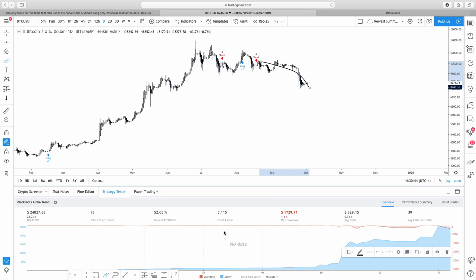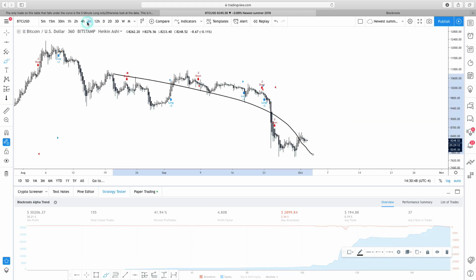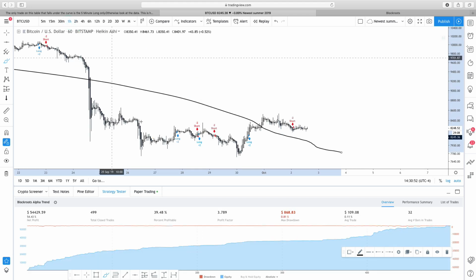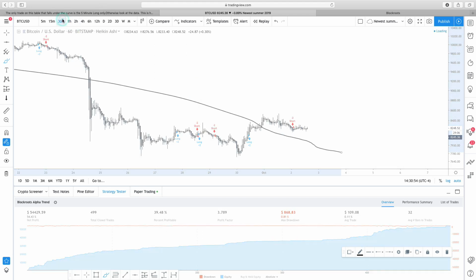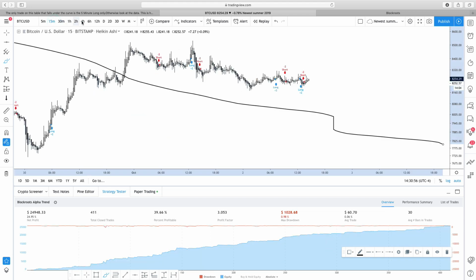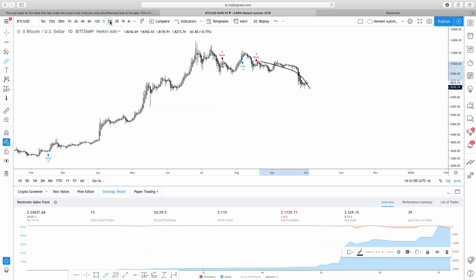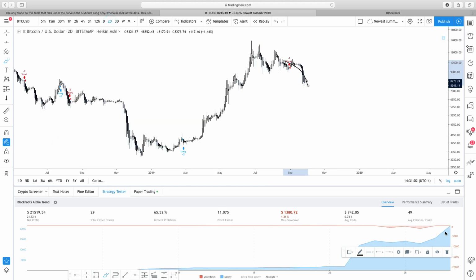So the strategy tester will go through the time frames. This will show us how many trades there were based on the time frame. Again, 39% profitable, 38, 15 minute, 39. This is with the Heikin-Ashi candles. This is a little bit different because there are fewer candles, but what we can see is that the data backs this up.